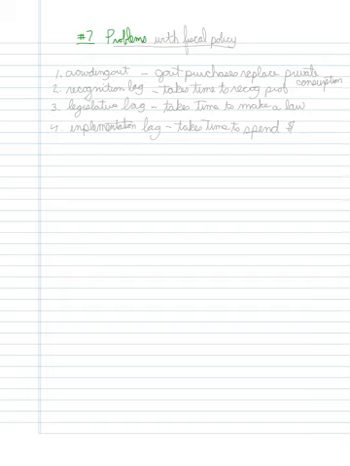Finally, we want to look at the problems with fiscal policy. There are four primary problems with fiscal policy and why generally there's a preference among economists to use monetary policy rather than fiscal policy. Those four problems include crowding out, the recognition lag, the legislative lag, and the implementation lag.